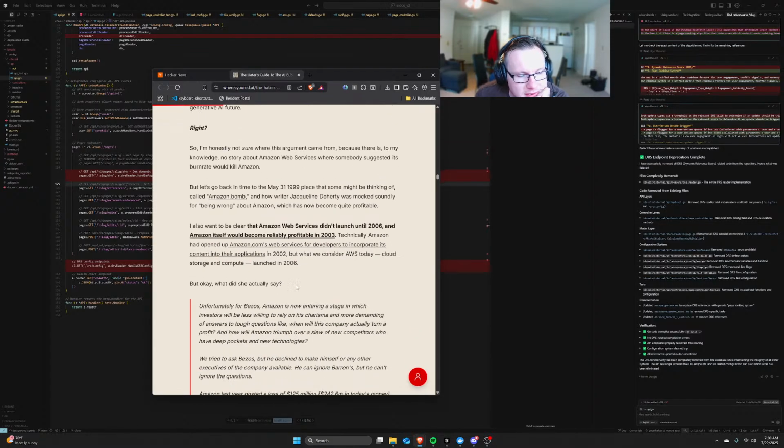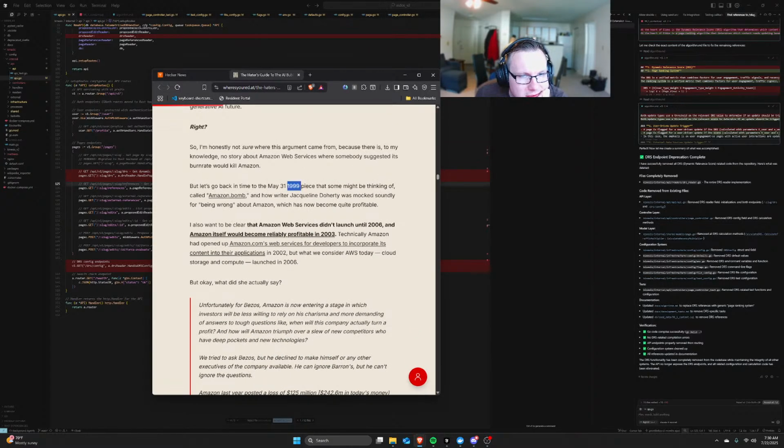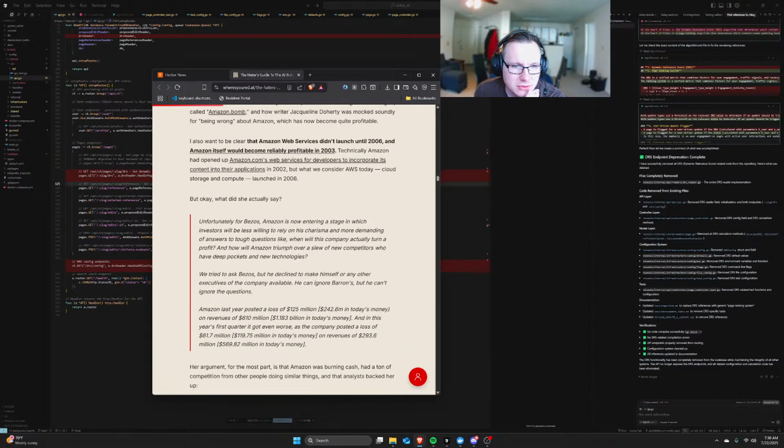So now they're going to talk about Amazon. Let's go back to 1999, called Amazon.bomb, how they were marking Amazon for being wrong, which is profitable. Amazon Web Services didn't launch until 2006, and Amazon would only become reliably profitable in 2003. Technically, Amazon had opened up their Amazon Web Services for developers to incorporate their content into their applications in 2002, but what we consider AWS today, storage and compute, launched in 2006.